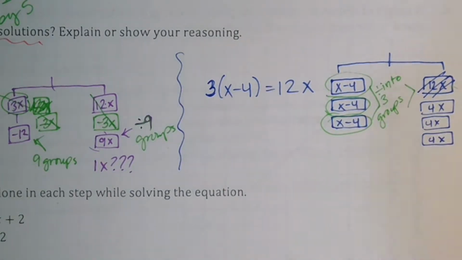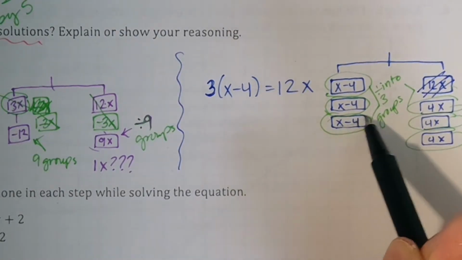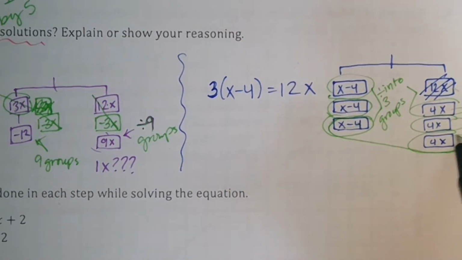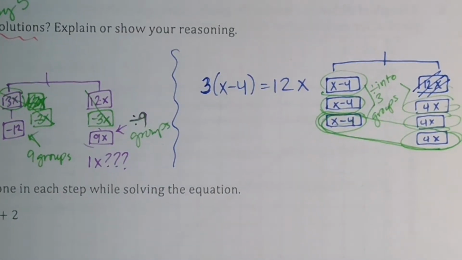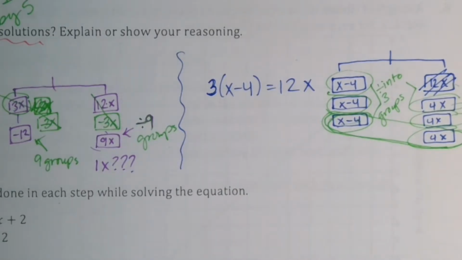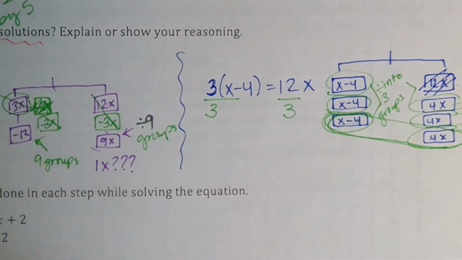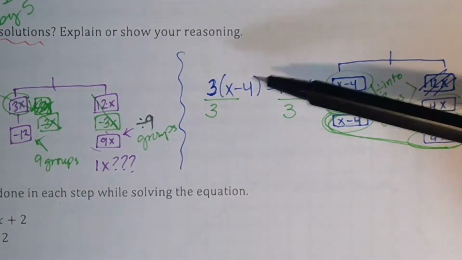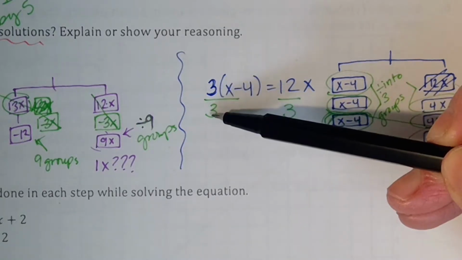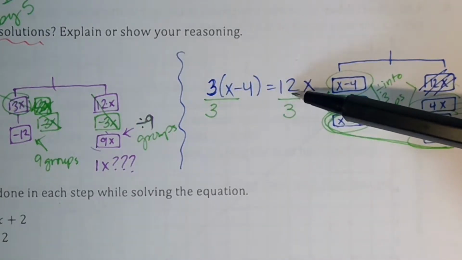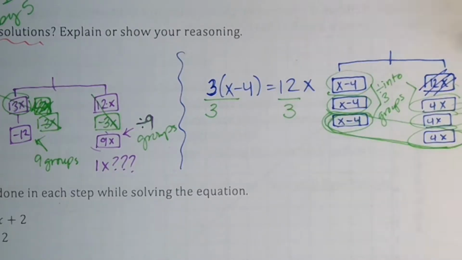So maybe this is how you see it. Maybe you see, okay, well, there are 3 groups. So each x minus 4 can be grouped with the 4 x's. So maybe what you want to do from the beginning is divide each side by 3. Because you notice that, well, 3 is being multiplied, so I can undo it by dividing. And 12 is a multiple of 3, so I can divide 3 out there.